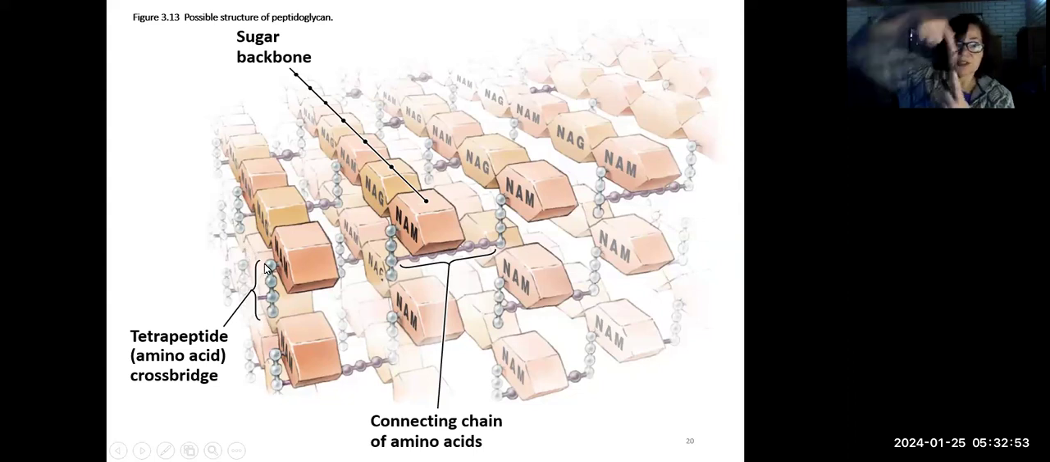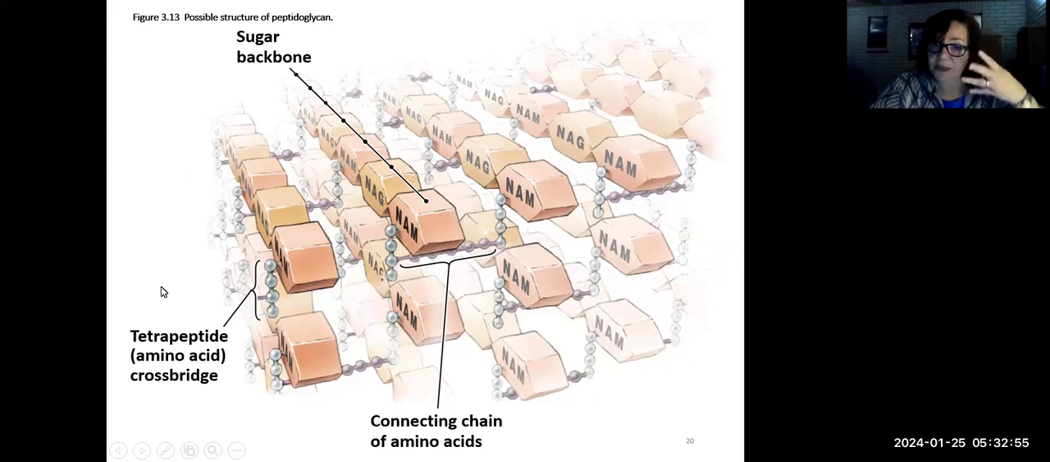Some of them are vertical. There are 4 amino acids. They're called tetrapeptide, tetra meaning 4. It's an amino acid bridge up and down. And then side to side, there are also connecting chains of amino acids.